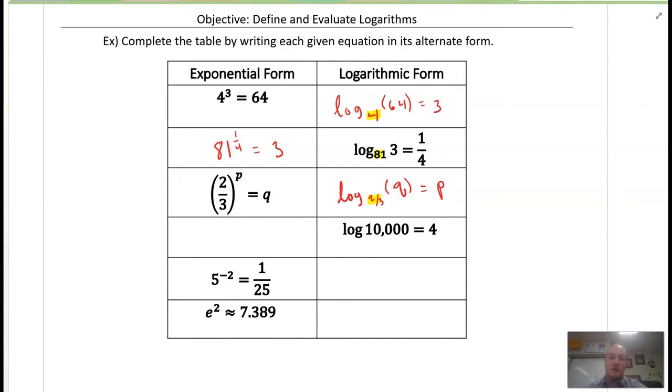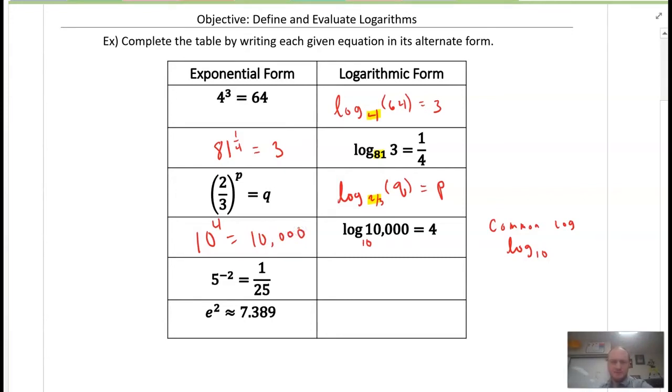Okay, here I have log of 10,000 is equal to 4. And then here I want to let you know that this is what we call a common log. With a common log, this is log base 10. So really there's an invisible 10 down here, okay? So we have base 10 to the power of 4 is equal to 10,000.